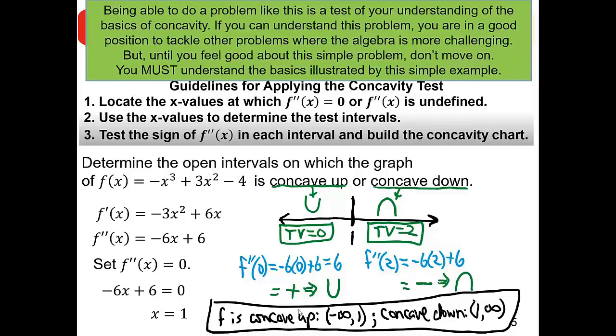Keep in mind that you have to be able to do a problem like this just to make sure you understand the basics, the principles. If you can understand this problem, you're in a good position to go on to harder problems where maybe the algebra is a little more challenging or something like that. But until you feel like you can do this problem in your sleep, there's no sense in moving forward with more difficult problems where the algebra might be more challenging or there might be something else that puts a little twist in it. You have to understand this. So spend a lot of time thinking about this problem and similar problems and make sure you can handle these before you try to tackle the others.